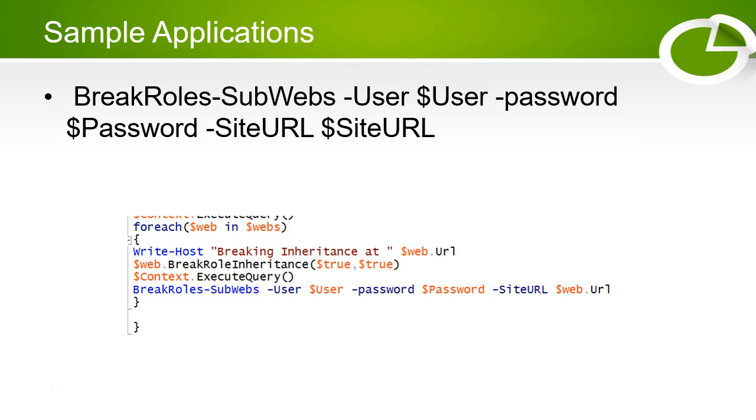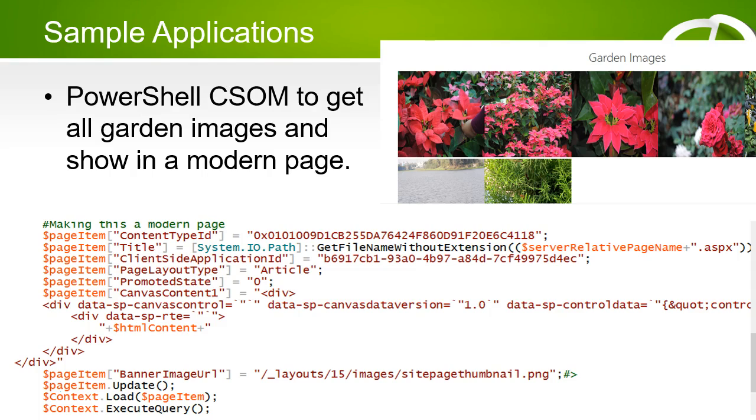If you are tired of doing the same click again and again and again, you can just automate that using PowerShell scripting. And this particular screen you're seeing is a PowerShell CSOM script to get all garden images and show them in a modern page. Imagine you don't have to really update the content, and the content is not dynamic. It's going to be static for a long time. You just have some content which is not going to change at all.